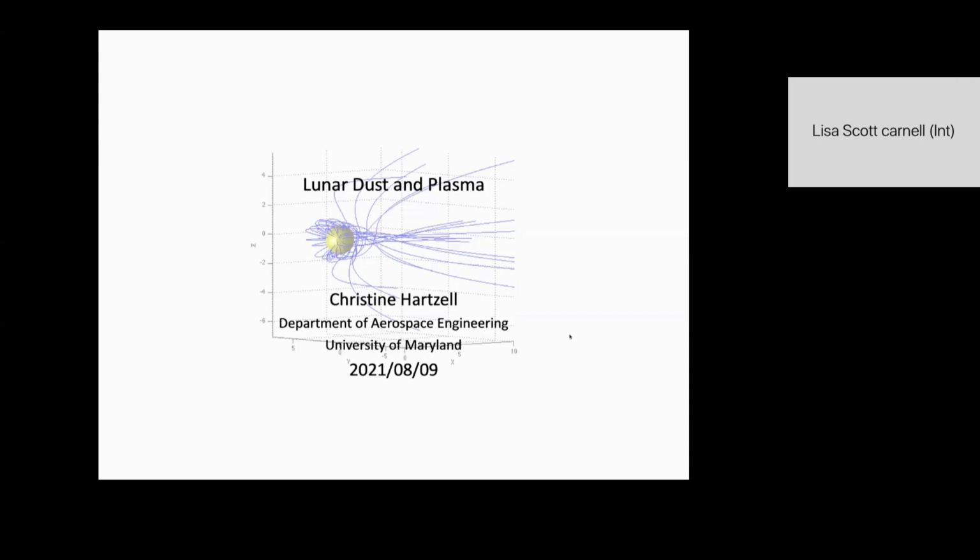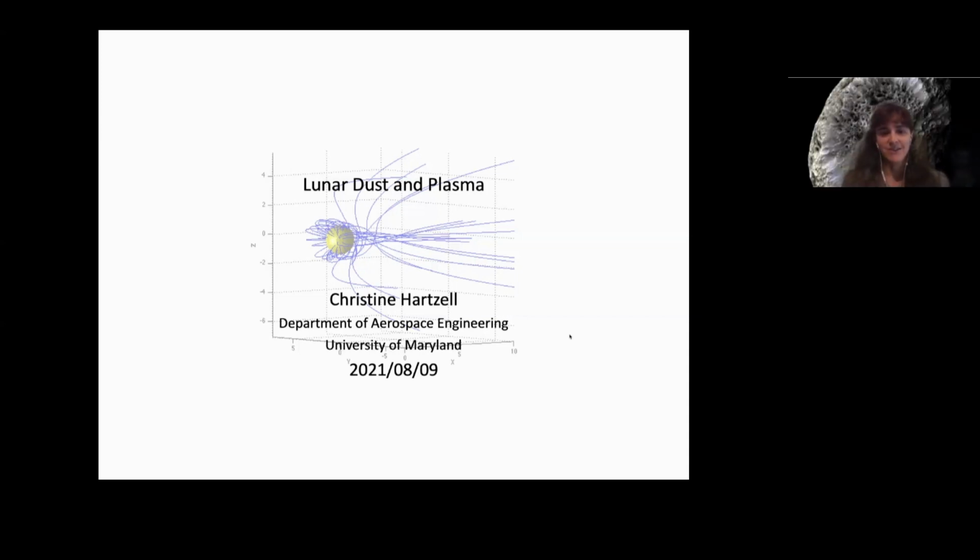So I feel like we've had a pretty good introduction to lunar dust in some of the other talks. So right now I'm going to talk about its interactions with the plasma environment near the surface of the moon. Let's go to the next slide.